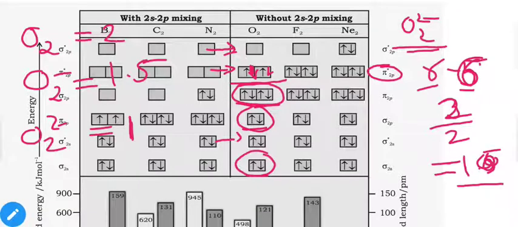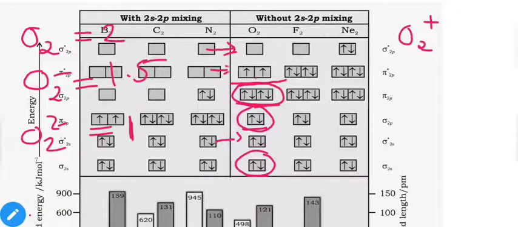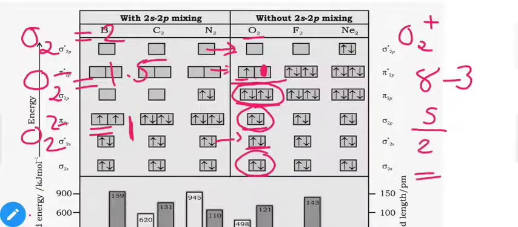Now let's find it for O2 plus. For O2 plus we need to remove one electron from the electronic configuration of O2, so let's ignore this electron. The number of electrons present in bonding orbitals is still the same, 8, but one electron is reduced from the antibonding orbitals. So now the total number of antibonding electrons is 2 here and 1 here, that means 3. So the difference is 5, divided by 2, which is equal to 2.5. So O2 plus has a bond order of 2.5.